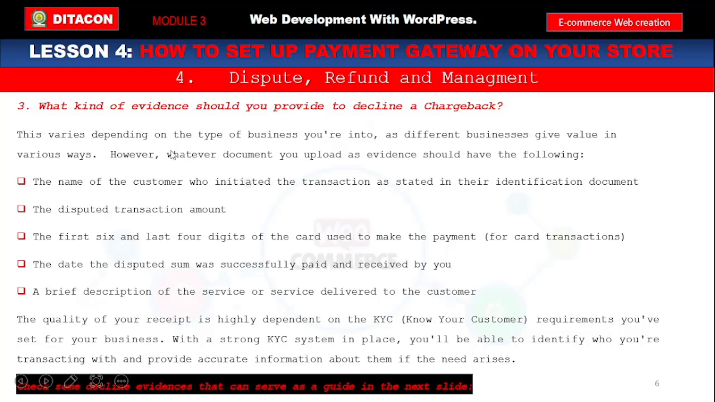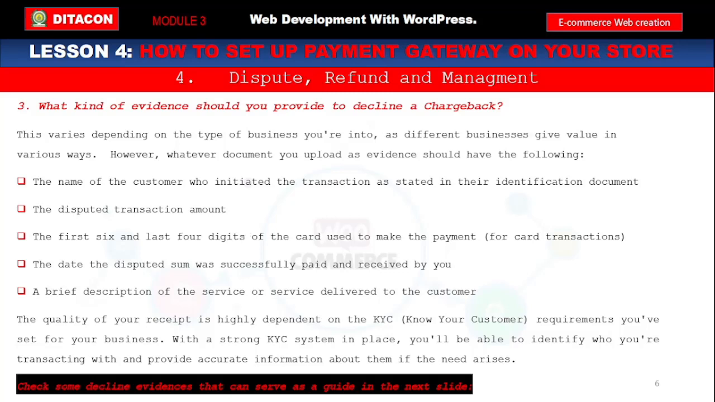Secondly, the disputed transaction amount. So if the person is asking for 10,000 naira, you should be able to prove that really the transaction is 10,000, or that it's not up to 10,000, it is 5,000 or it is 9,000 naira. You should be able to present that through the document.